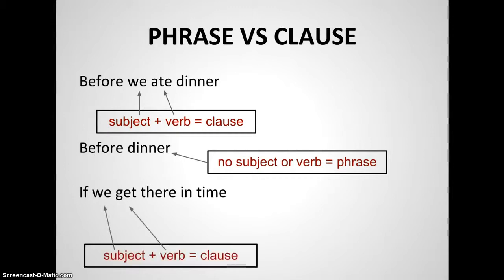And if we get there in time, again, a dependent clause. Here's the dependent marker word, a subordinating conjunction. And we have a subject and we have a verb. So if we get there in time is a clause, not a phrase.